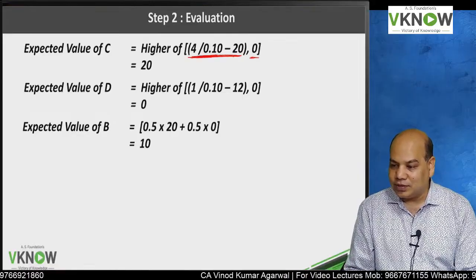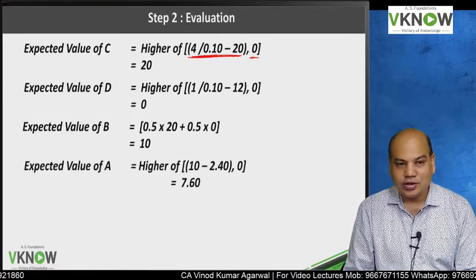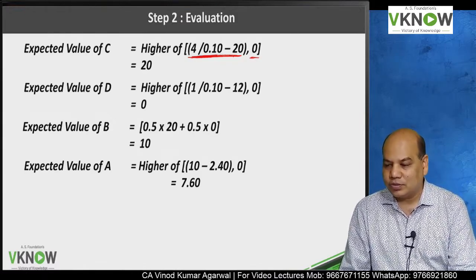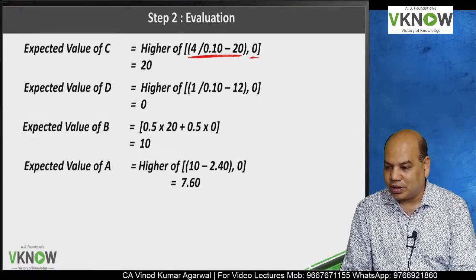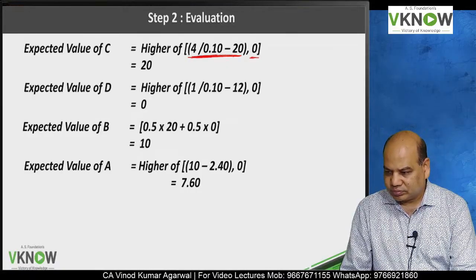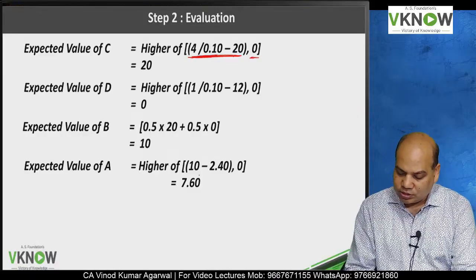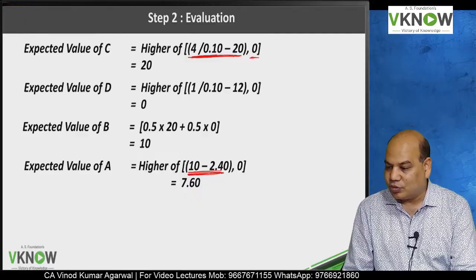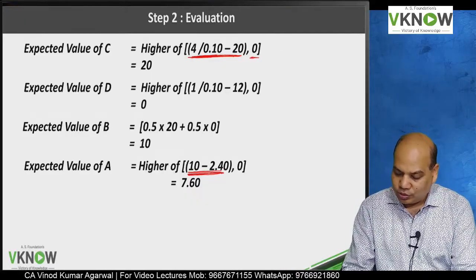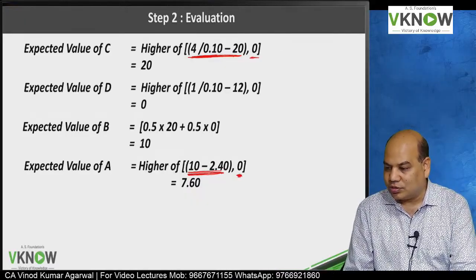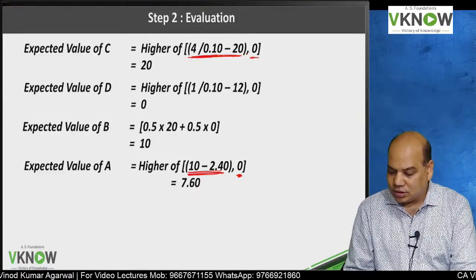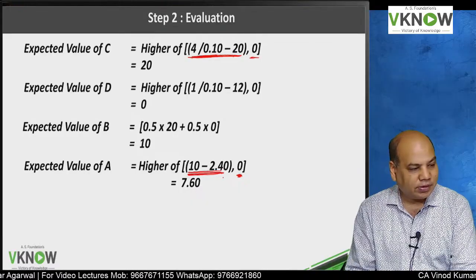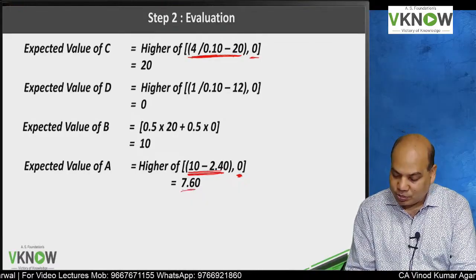B is originating from A. A is a decision node. So I will take higher of, in bracket, 10 minus 2.40, because if I do test marketing, then I have to incur 2.40. If I don't do anything, my cost is 0, revenue is 0. So the answer is 7.60, comma 0. Which is higher, 7.60 or 0? 7.60 is higher.